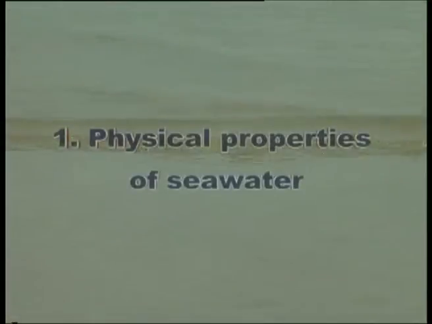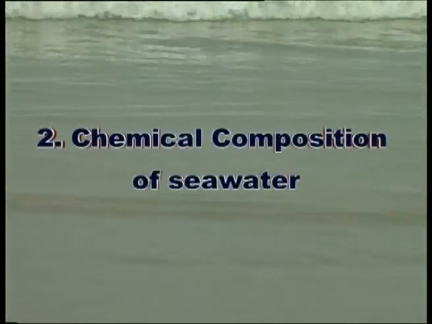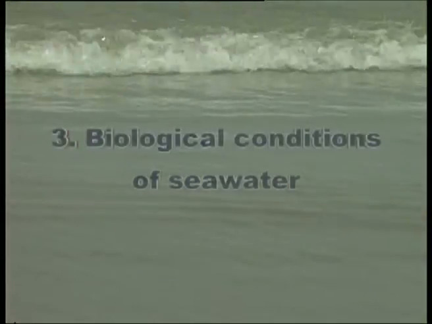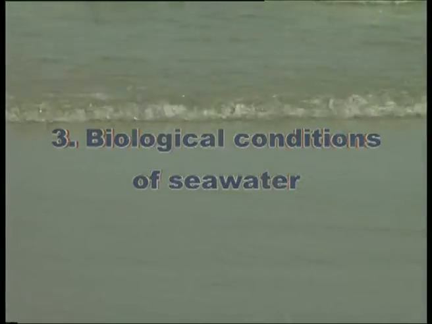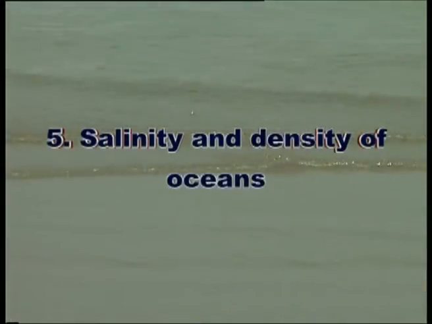To know the role of sea water in the earth's hydrosphere, the following aspects are to be studied or understood first: the physical properties of sea water, the chemical composition of sea water, the biological conditions of sea water, the temperature distribution in oceans, and the salinity and density of oceans. Seas and oceans are very huge bodies of saline waters. Their distribution and dynamics are very influential in several ways.